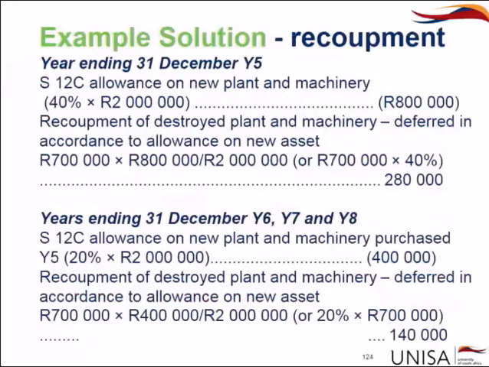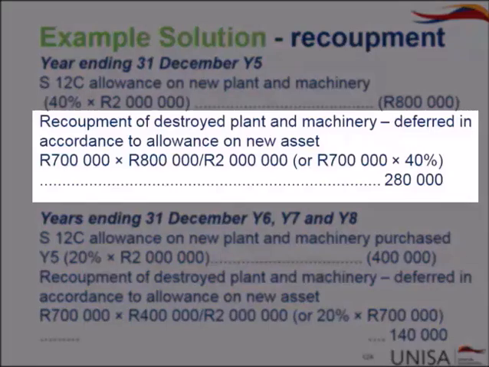What is the implication? Well, when we have a look at year 5 being the year in which that asset was destroyed, we will be allowed to claim a section 12C allowance on the new plant. Okay, so don't forget about the new plant and doing the normal easy section 12C allowance. With regards to the recoupment which we were given of 700,000, we should include the same percentage as we are claiming the allowance on the new asset. So in other words, 40%.